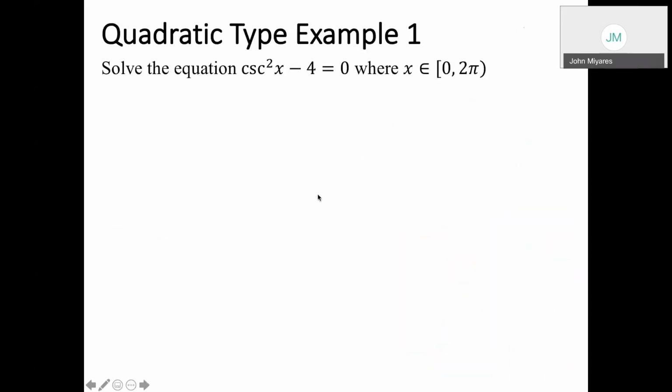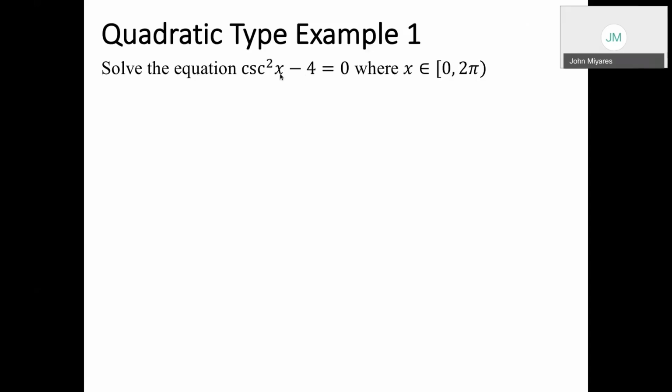Now that we've looked at the most basic of trigonometric equations, it's time to expand our horizons a bit. This equation is what we call quadratic type. And we call it that because I could make a substitution to say if y equaled the cosecant of x, then this equation becomes y squared minus 4 equals 0, which is a quadratic equation.